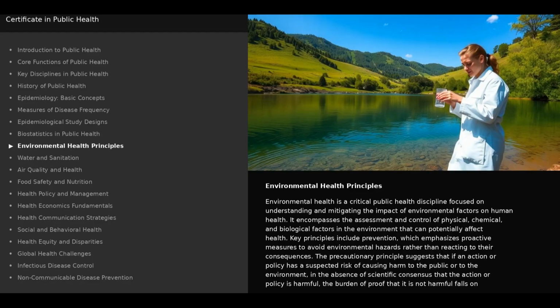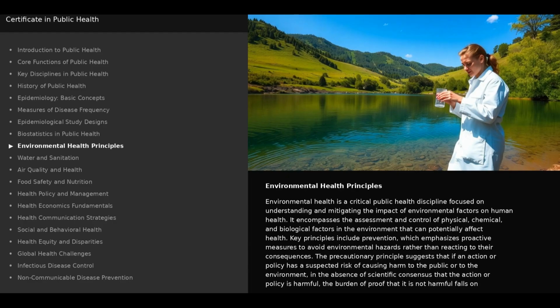Environmental health principles. Environmental health is a critical public health discipline focused on understanding and mitigating the impact of environmental factors on human health. It encompasses the assessment and control of physical, chemical, and biological factors in the environment that can potentially affect health. Key principles include prevention, which emphasizes proactive measures to avoid environmental hazards rather than reacting to their consequences. The precautionary principle suggests that if an action or policy has a suspected risk of causing harm to the public or to the environment, in the absence of scientific consensus that the action or policy is harmful, the burden of proof that it is not harmful falls on those taking the action.